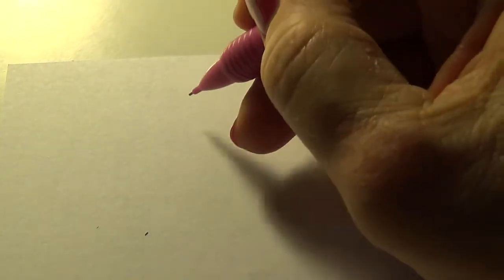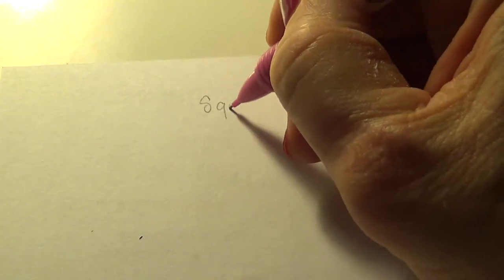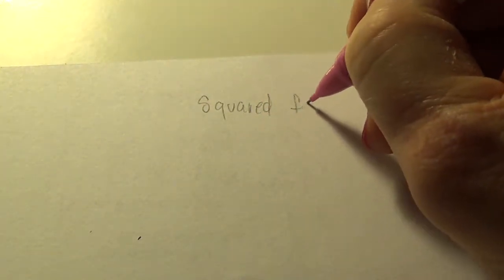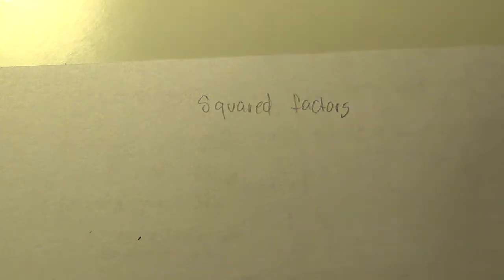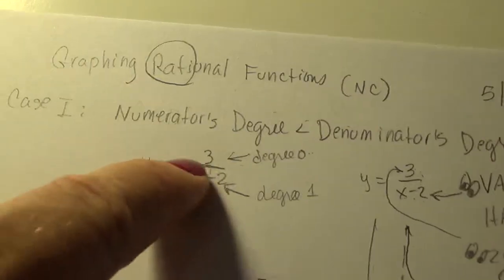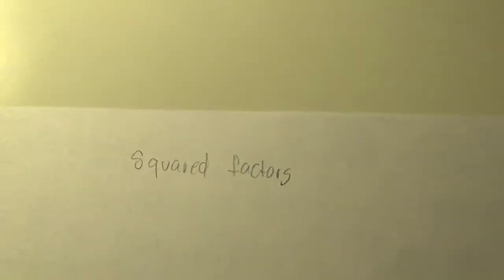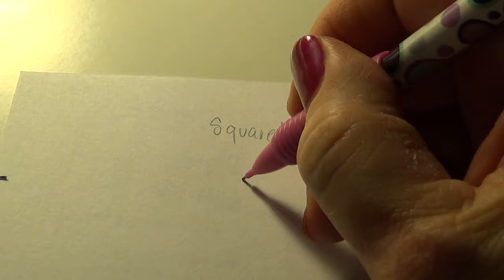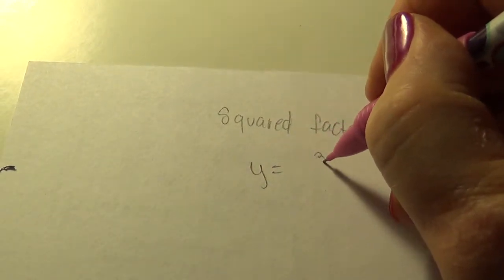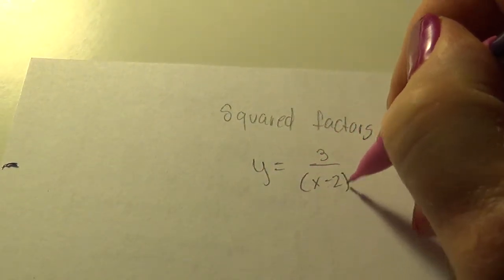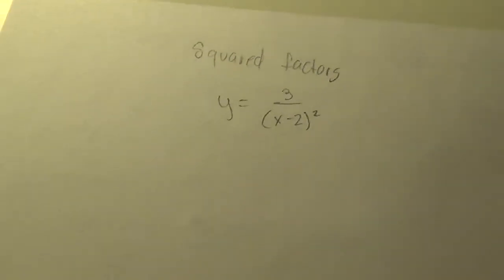All right, complication, complication. There has been a complication reported. We're going to look at what happens when we have squared factors. So, in other words, let's just take one like this one, 3 over x minus 2. We're going to take that bottom factor, x minus 2, and square it. So we're going to see what complication that leads to. 3 over x minus 2 squared, just like the first one, except I'm squaring the bottom.